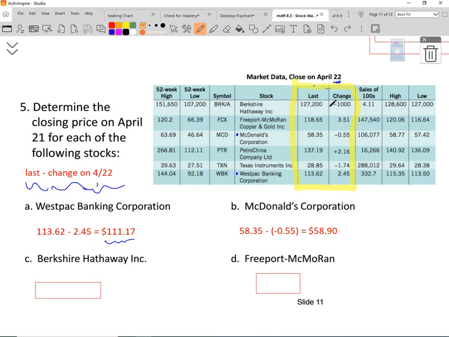Same with Berkshire Hathaway. Minus a negative is going to be a plus, so you're actually adding $1,000. The last is $127,200. You add 1,000, you get $128,200. And Freeport-McMoran. You did that one, and Freeport-McMoran here. $116.65, a change of $3.51 if you subtract those. You would get $115.14.